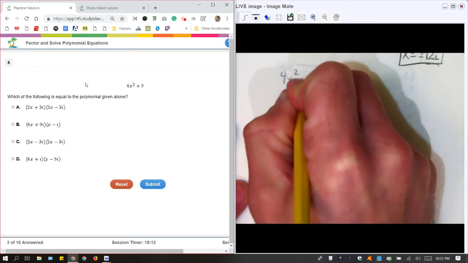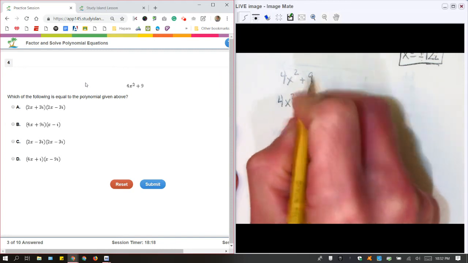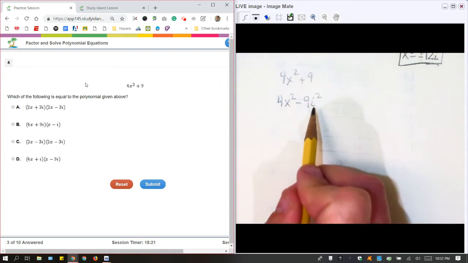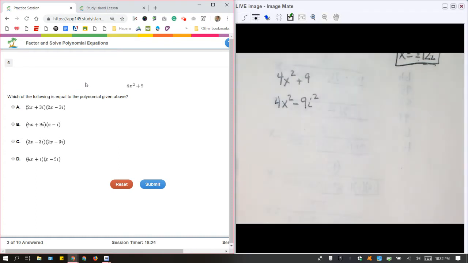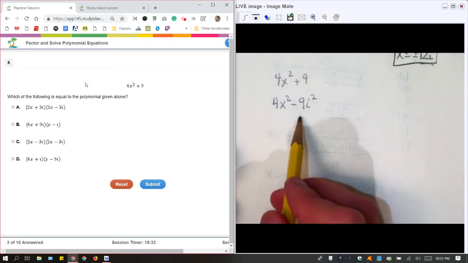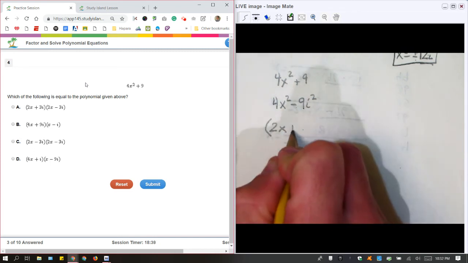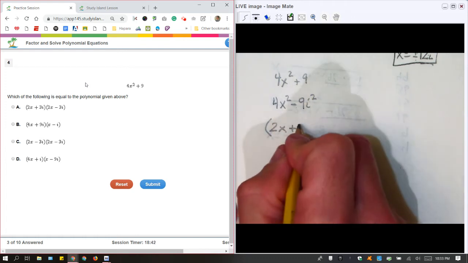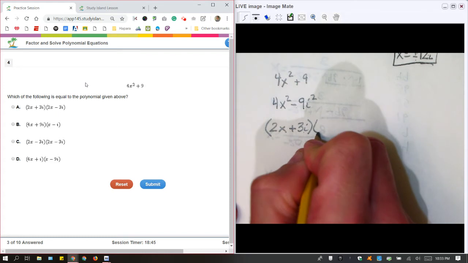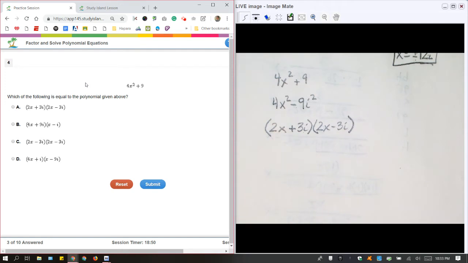4x squared plus 9. I'm going to go ahead and turn that into 4x squared minus 9i squared. Okay, i squared is negative 1. So I'm just going to go ahead and pretend that this is minus negative 9, which turns into plus 9 like we have. And now it's the difference of two squares. The square root of 4x squared is 2x, so it's 2x plus the square root of 9i squared, which is 3i, so 2x plus 3i, and then 2x minus 3i. Okay, so which one says that? 2x plus 3i, 2x minus 3i.